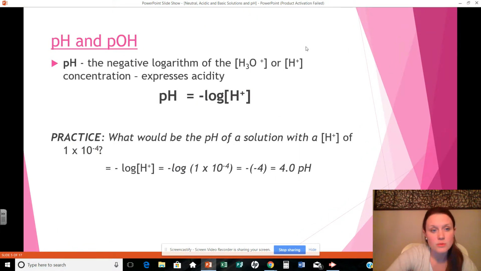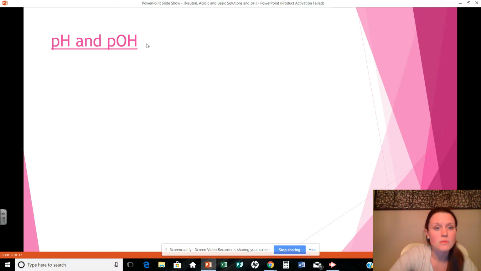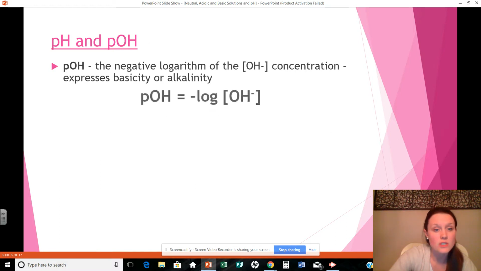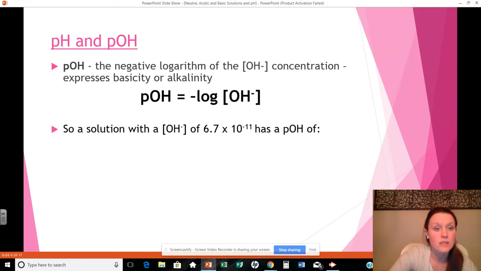Now, this formula will tell you how acidic something is. pH expresses acidity. Well, if pH expresses acidity, pOH is going to be the opposite. pOH is the calculation that expresses acidity or alkalinity. Alkalinity and basicity are two different words that mean the same thing. It means how basic something is.